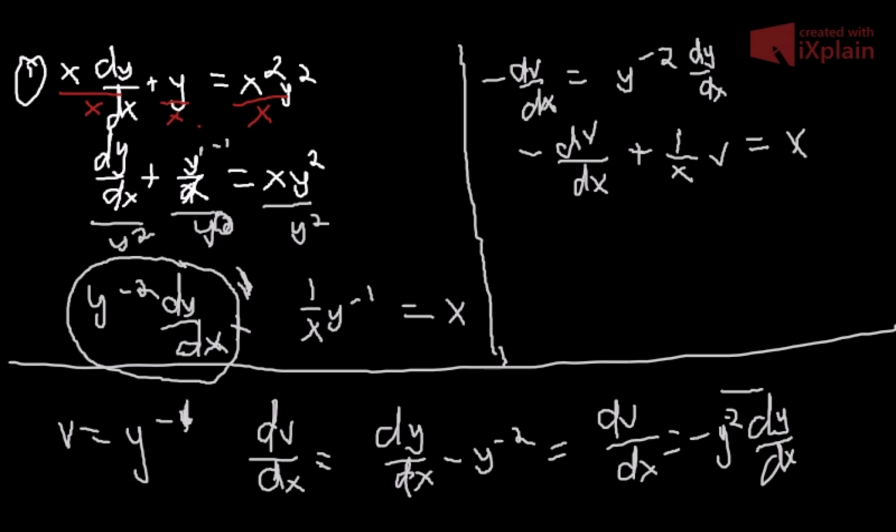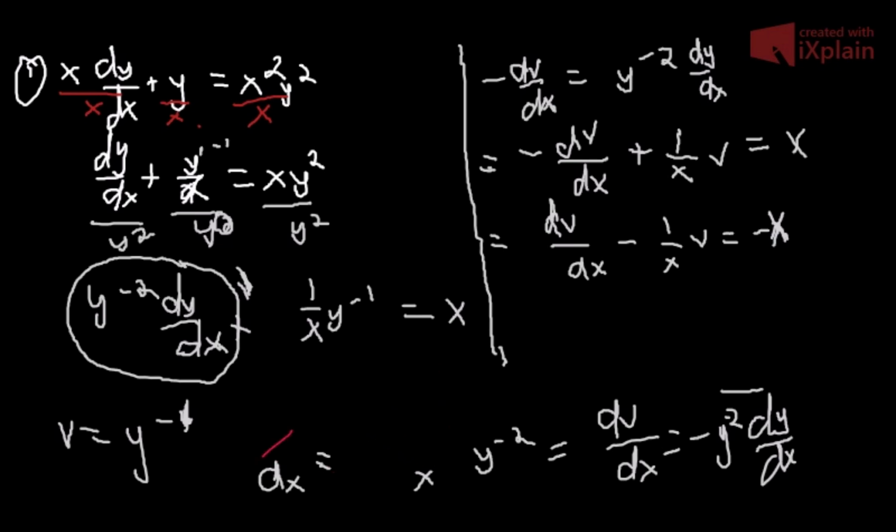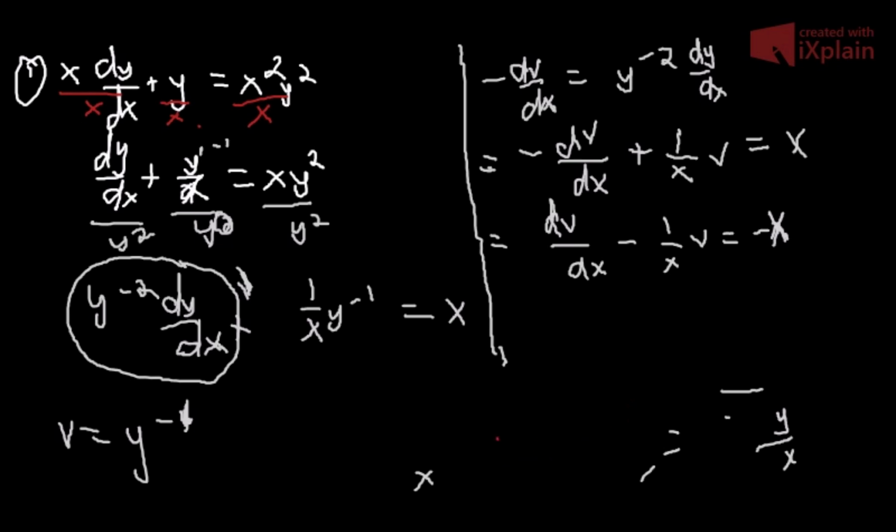So now we have to put this equation into a linear equation. So it's going to be dv over dx minus 1 over x v equals negative x. I divided throughout by negative 1 because I wanted to make sure that it is now in linear form so that I can apply my linear formulas.